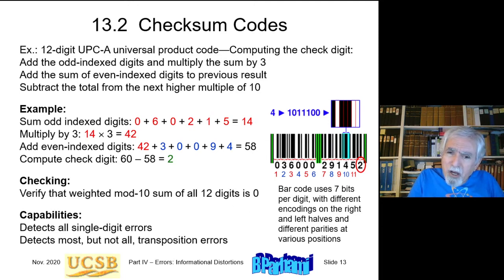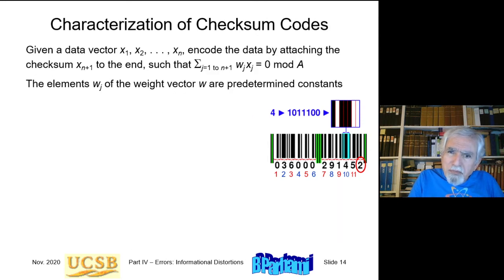And that's basically a compromise. In order to manage with just a single redundant digit, they had to compromise and allow those few transposition errors to go undetected. Of course, if we add more redundancy, we can detect those.